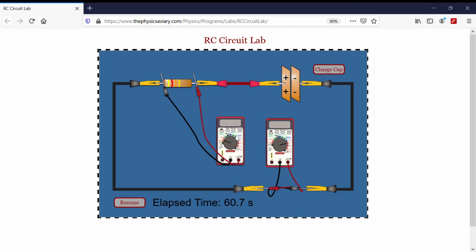Now, you are also asked to graph the voltage against time and the current against time. I'm going to show you how to do that using an Excel file in the next video.